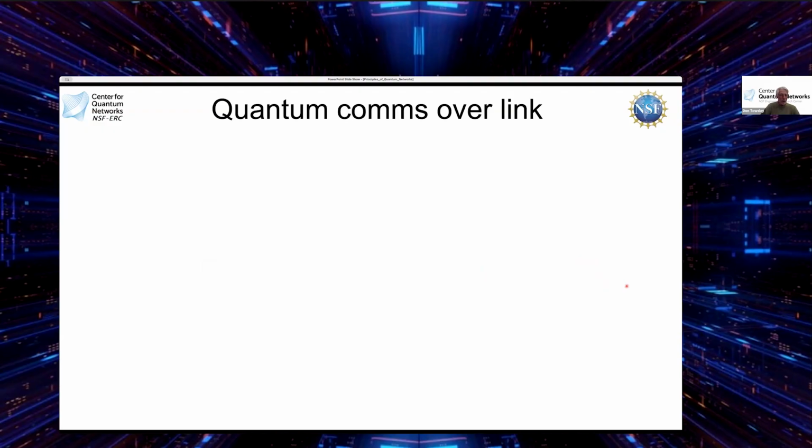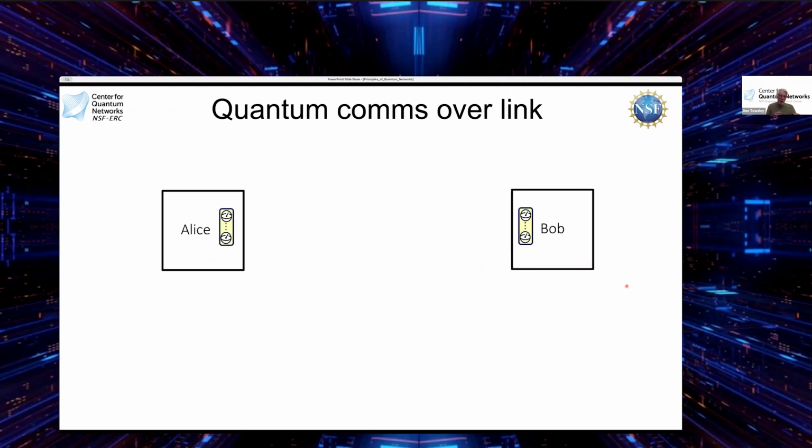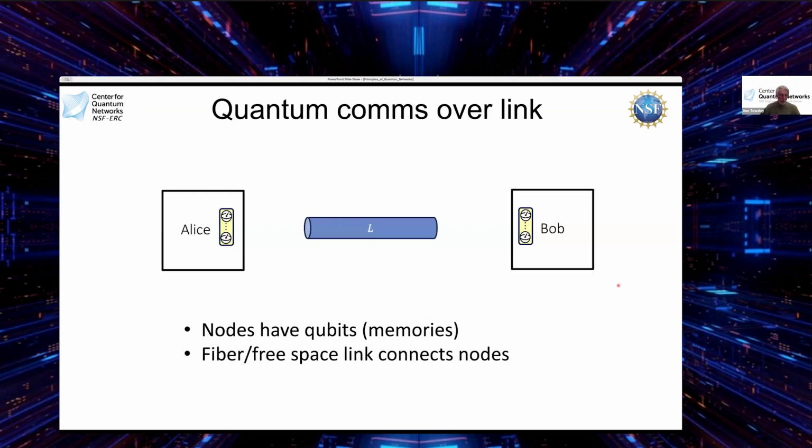Okay. What I'd like to do now is to talk about how we're going to, let's say, distribute this entanglement, or how we might be able to transfer a qubit of information from Alice to Bob. So I want to talk about quantum communications over a single link. So we have Alice and Bob. Alice and Bob have memories. They can store qubits. There is a channel between them. It could be an optical fiber that connects Alice and Bob, or it could be just a free space link, let's say a distance of L apart.